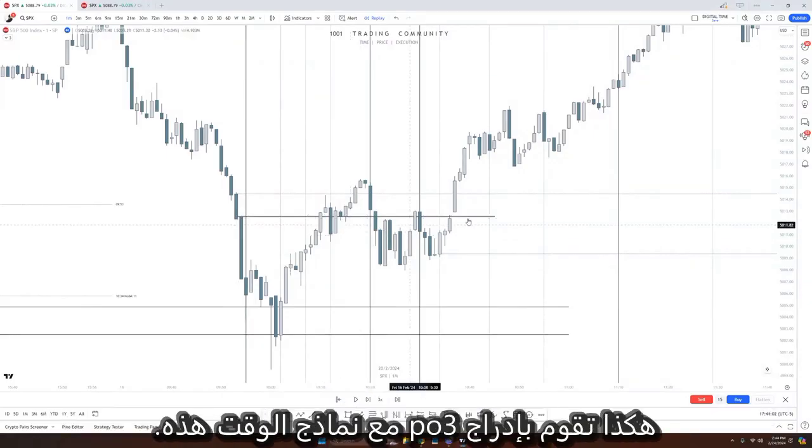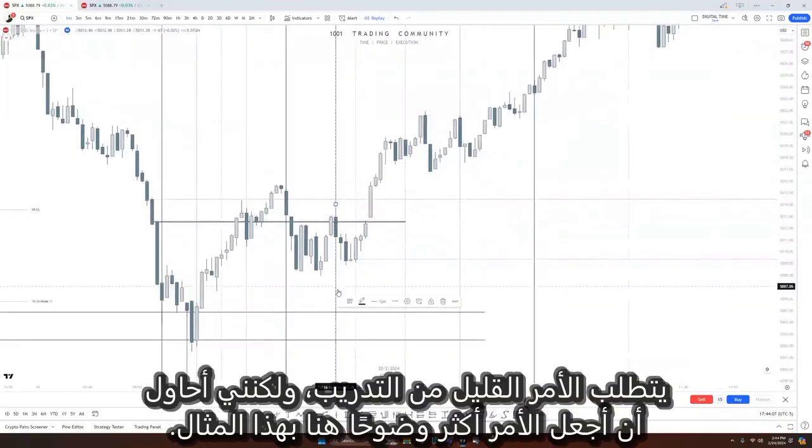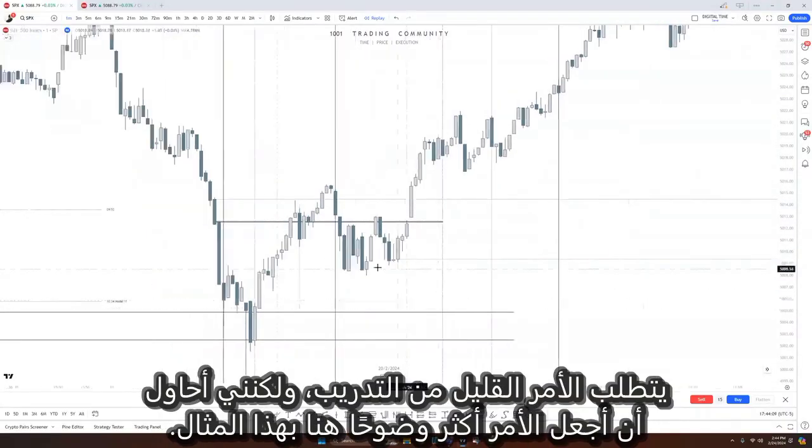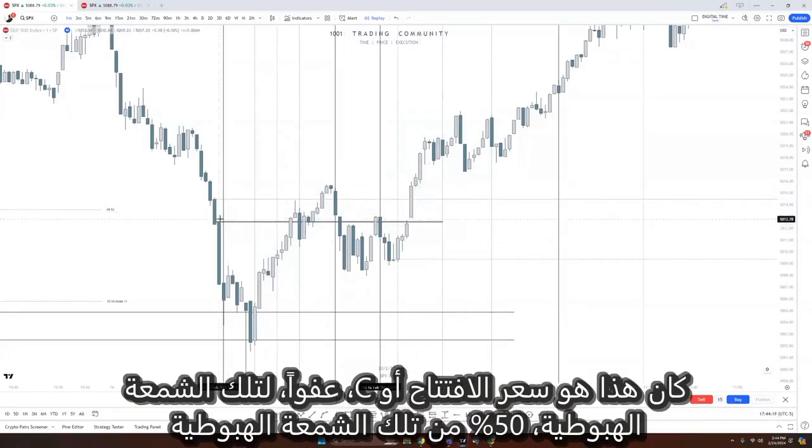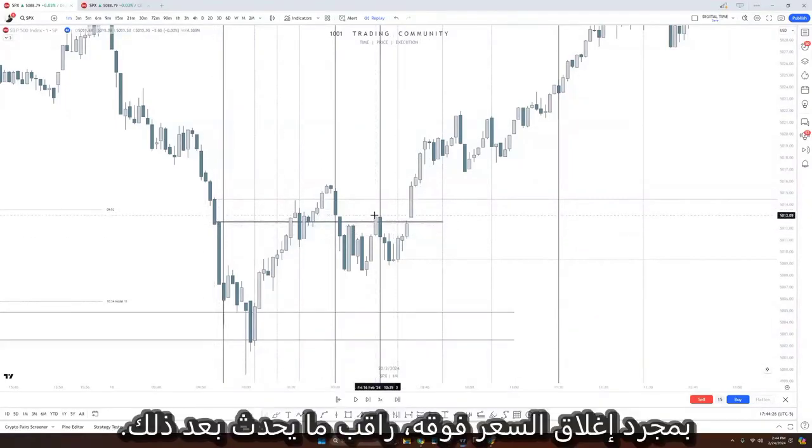Very interesting, right? So this is how you include the power of 3 with these time models. Takes a bit of practice, but I'm trying to make it a bit clear here with this example. Those 15-minute candles. The 15-minute candle closed at 10:30. This was the opening price, or the C, of that bearish candle. 50% of that bearish candle. Once price closed above it, observe what happens next.